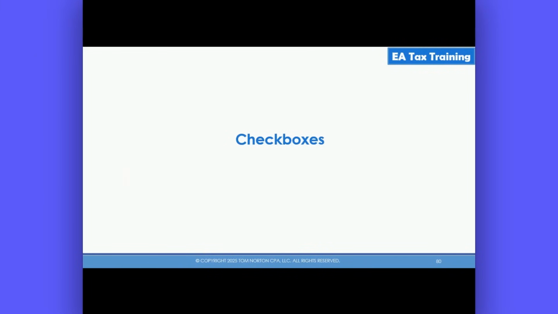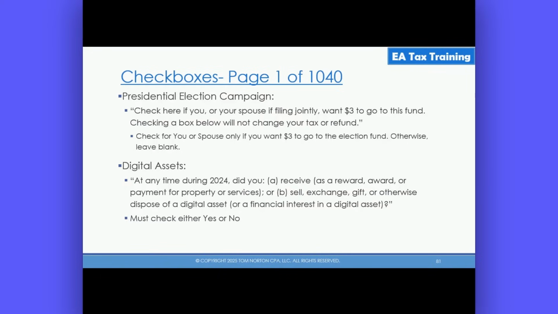Now let's move on to our last topic, which is the check boxes, and it is a quick topic, so we are almost finished. There are two checkboxes, as you'll recall, on the 1040. The first is the presidential election campaign, which says check here if you or your spouse, if filing jointly, want $3 to go to this fund. Checking a box below will not change your tax or your refund. So this is a box that they can either check or not check.